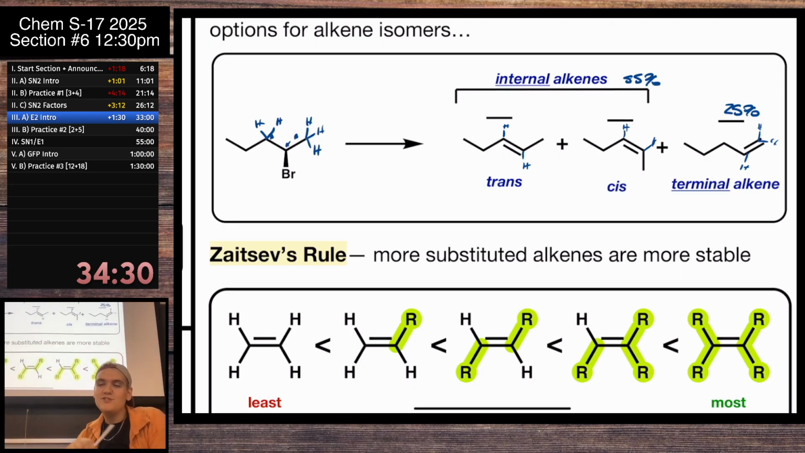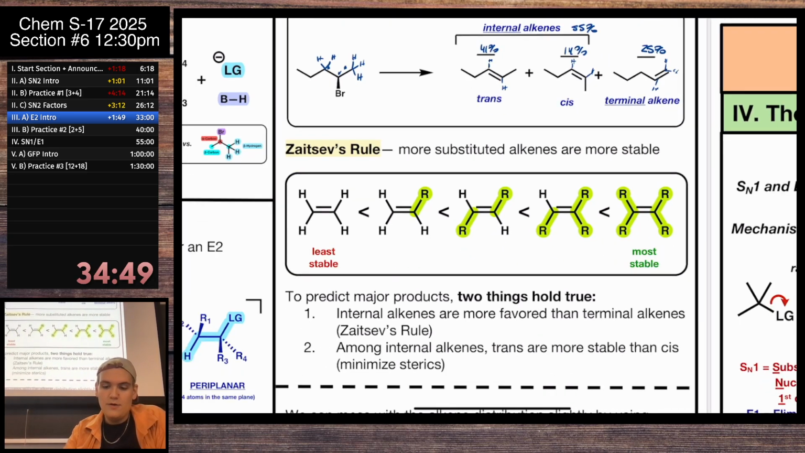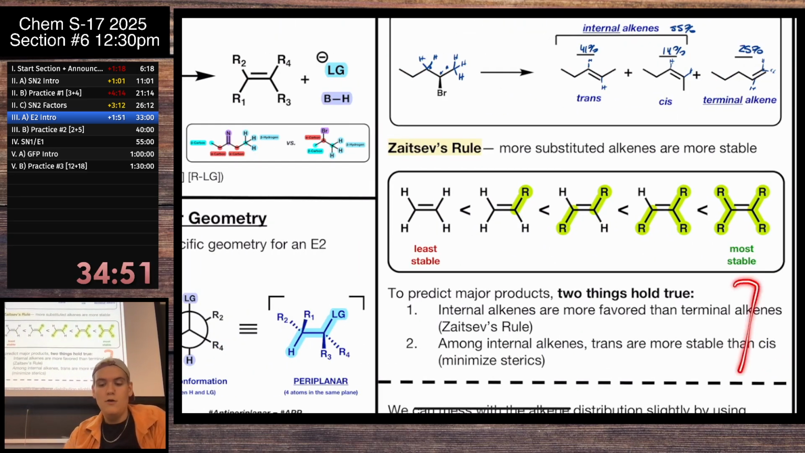And then between trans and cis for the internal, which is more stable? Trans. So we do 41% and then 14%. You don't have to memorize these percentages. This is the one from lecture, the example values that I think illustrates the trend. And so to spell it out even more, there are 2 big things that hold true. 1, internal alkenes are more favored than terminal. And 2, trans internal is preferred over cis internal.